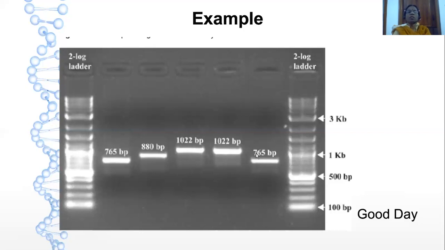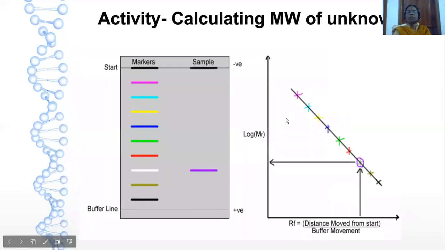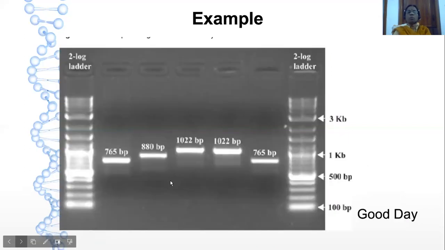And these are our samples which we have loaded. We have 1, 2, 3, 4, and 5. Using our reference, in this well and this well we have loaded the same sample, and it is lying between 1 kb and 500. It is greater than 500 base pairs and lesser than 1 kb. So, using our previous slide, using our graphical method, we can relate what is the probable molecular weight of our desired fragment.